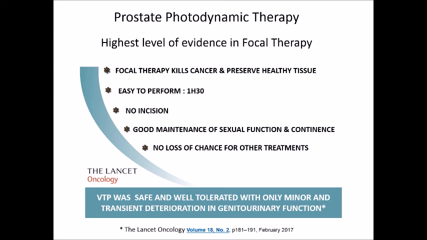In conclusion, based on the highest level of evidence, prostate photodynamic therapy is efficient to destroy cancer lesions and preserve healthy tissue. It is easy to perform in a short time and with no incision. It allows to maintain the erectile function in more than 80% of the cases without incontinence. And in case of failure, prostate photodynamic therapy does not generate loss of chance for following radical treatment.